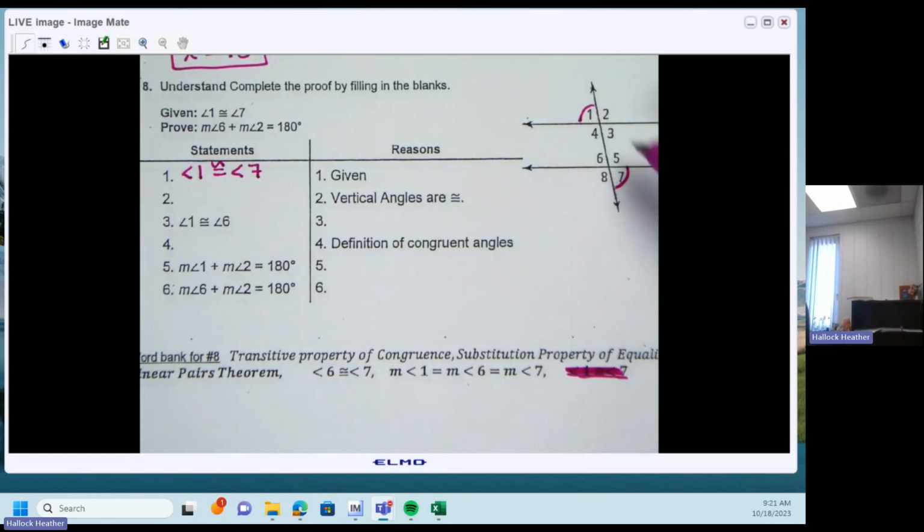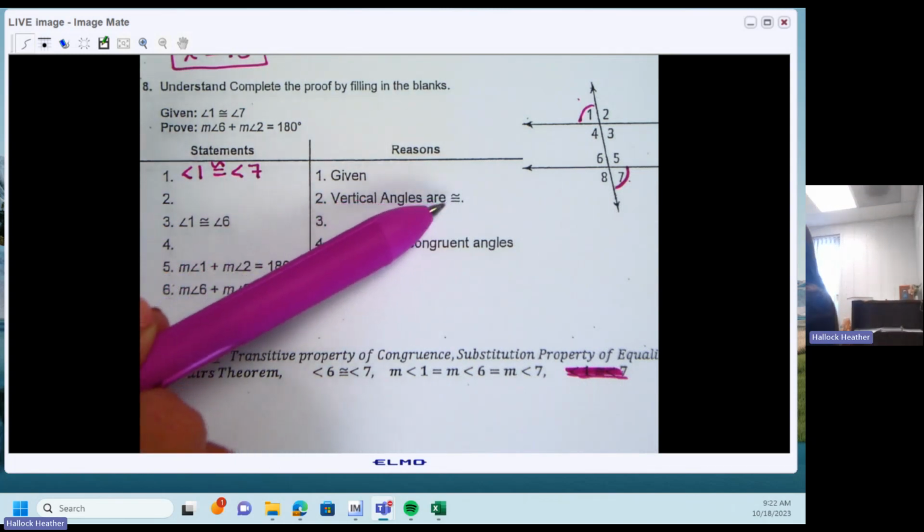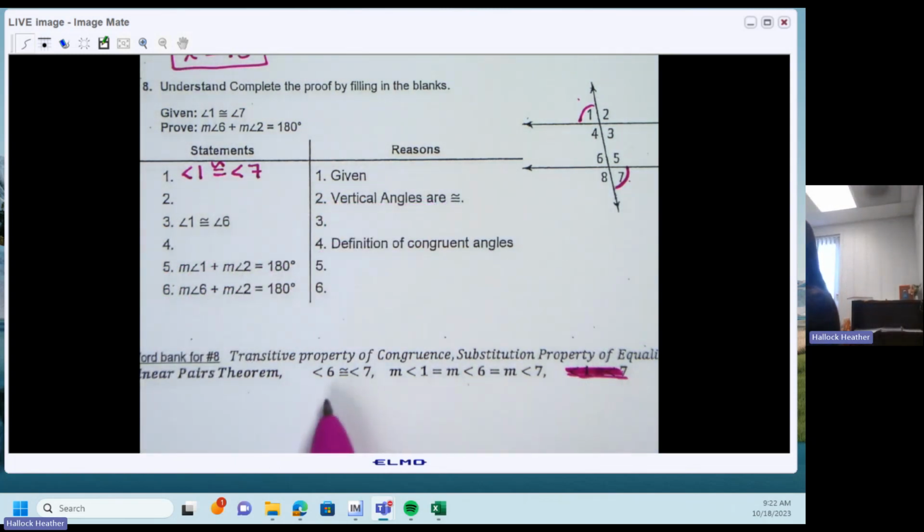So I have these ones that are the same angle measure. If I look at the next blank, I have something and it says vertical angles are congruent. I only have two math options down here. I have 6 is congruent to 7, and I have 1, 6, and 7 are all equal to each other.